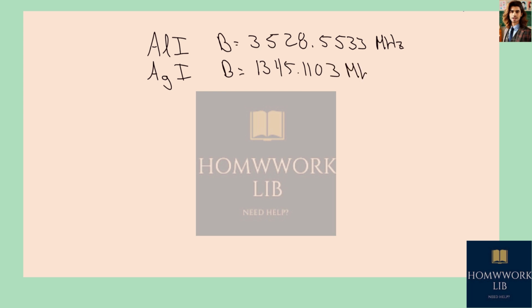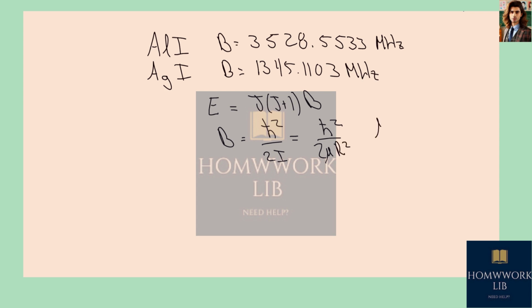on the second one, 1345.1103 megahertz. Let's remember a little bit of rotational spectroscopy: the energy for the rotational levels is going to be equal to J times J plus 1, times a rotational constant B. At the same time, the rotational constant is going to be equal to h bar squared divided by 2 times the moment of inertia within the rigid rotor approximation, which for a diatomic molecule is h bar squared divided by 2 times mu r squared, where the value for mu is equal to mass 1 times mass 2 divided by mass 1 plus m2.